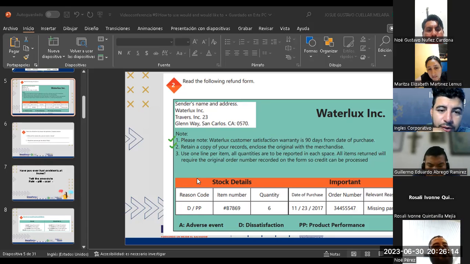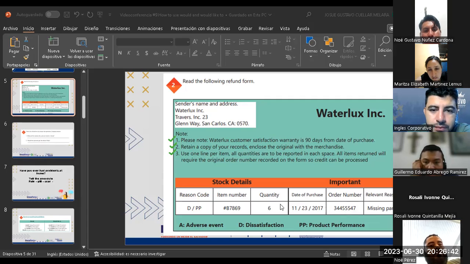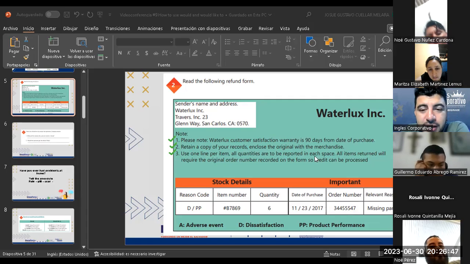Maybe we can have Guillermo with number three. Use one line per item. All quantities are to be reported in each space. All items returned will require the original order number recorded on the form so credit can be processed. Thank you. Here we have stock details and important.